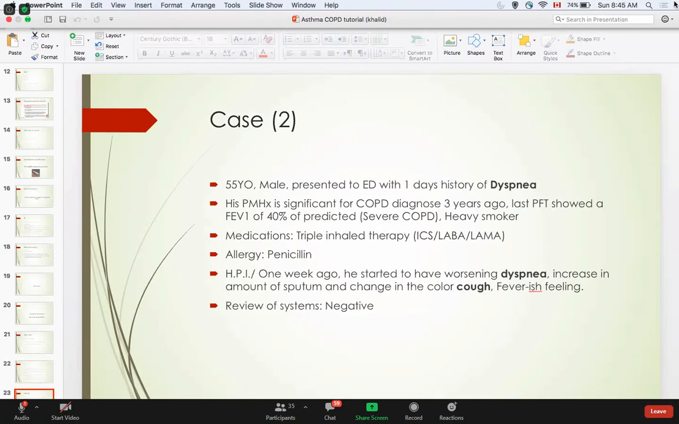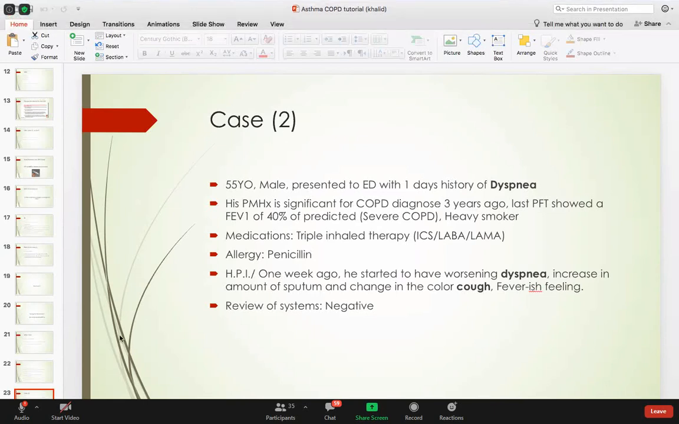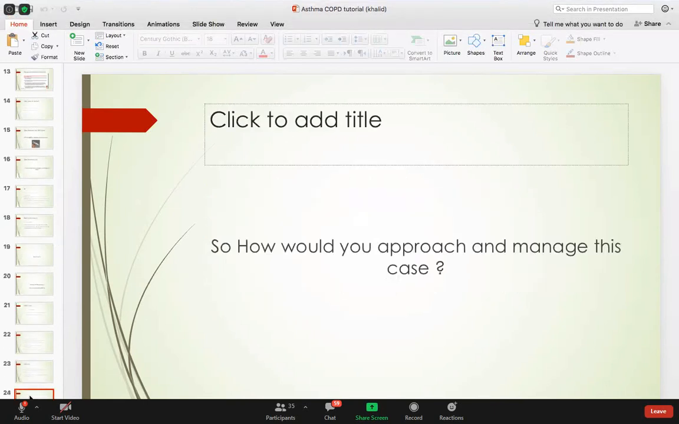He is on what we call triple inhaled therapy: an inhaled corticosteroid, long-acting beta agonist, and long-acting muscarinic antagonist. He is allergic to penicillin. In his history of present illness, 1 week ago he started to have worsening dyspnea, an increase in the amount of sputum and change in its color, as well as cough. He was feeling feverish. His review of systems is otherwise negative. So how would you approach and manage this patient?